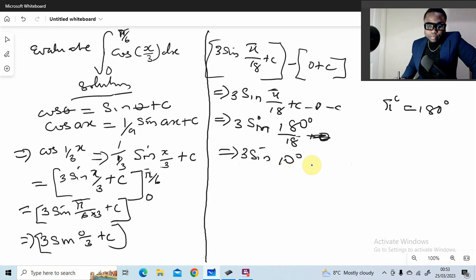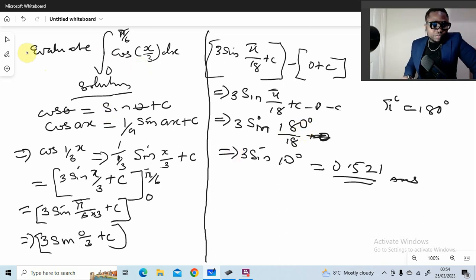Sine 10 degrees, if you work it out and multiply by 3, that should give you 0.521 as the answer. Check sine 10 degrees with your calculator. That should be around 0.1736 something, times 3, that will give you 0.521. This is the first method. You can see it's somehow short. It appears long because I was explaining.